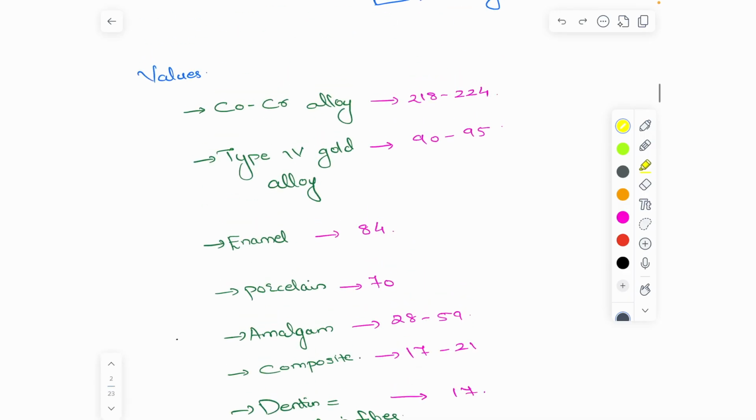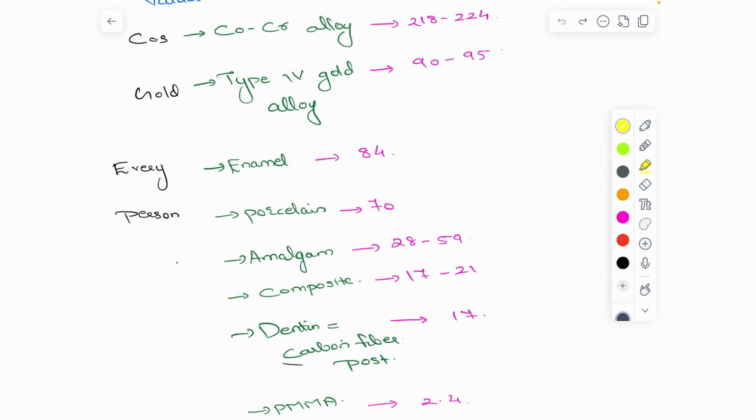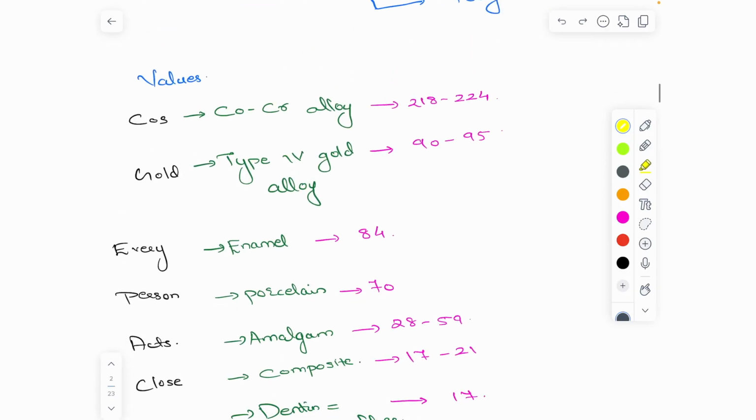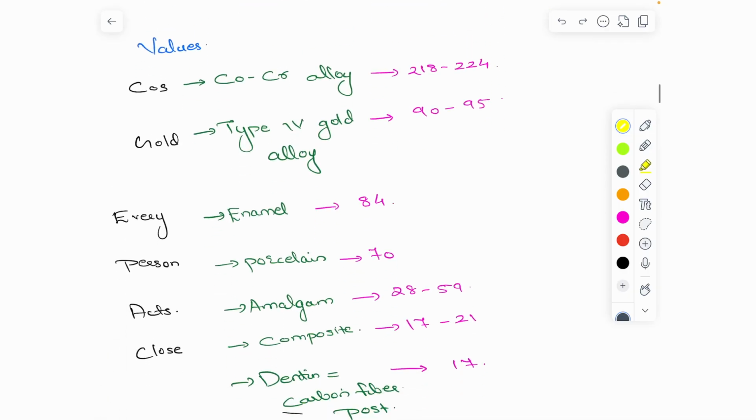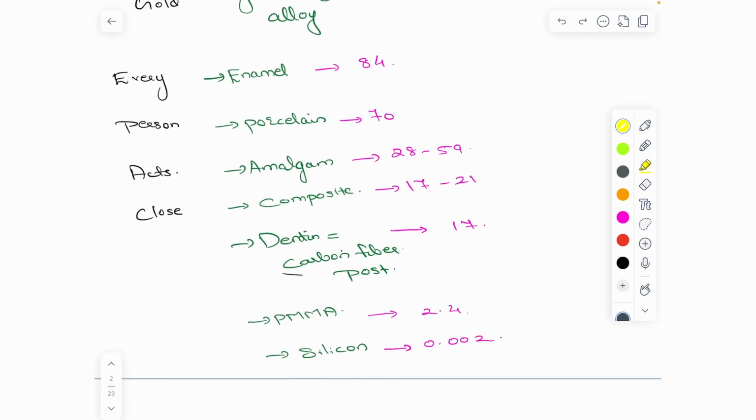How to remember this? I have made a short form when I was learning. It's COS, see this, COS, because or cos, of gold. COS is cobalt chromium, gold is gold alloy. Every is enamel. Cos of gold, every person acts close. Close is composite and carbon fiber. So if you have gold with you, every person will be very close to you, especially in today's world, because gold is so costly. So remember C has got 2, that is composite and carbon fiber, the same as that of dentine. At least you know the order.